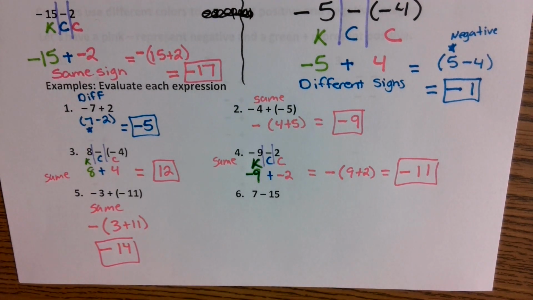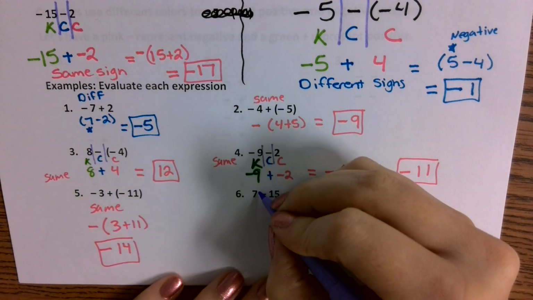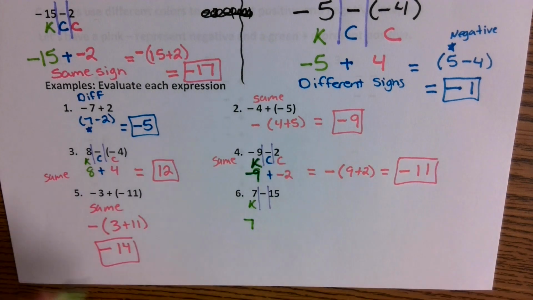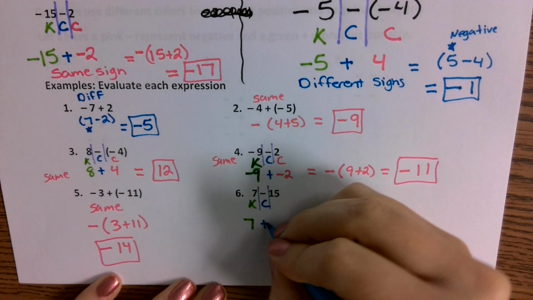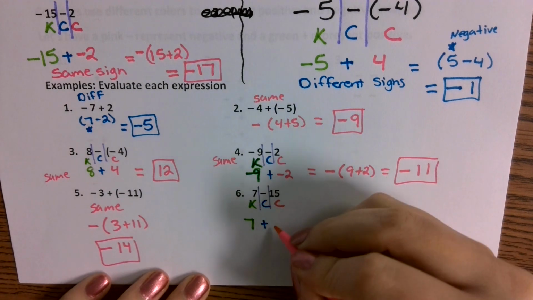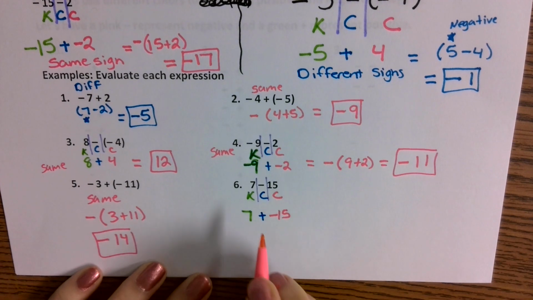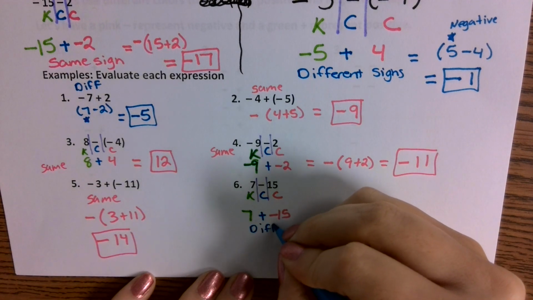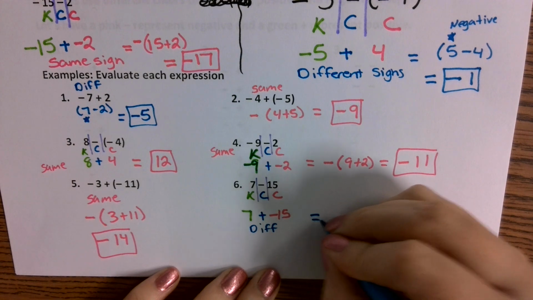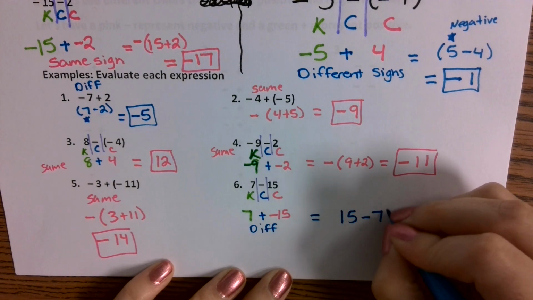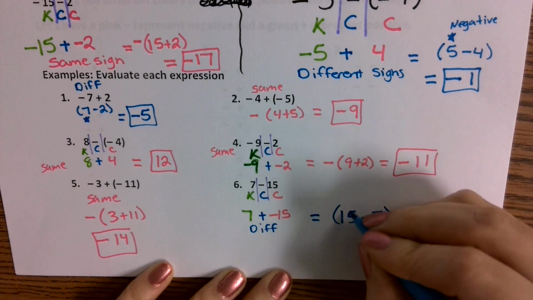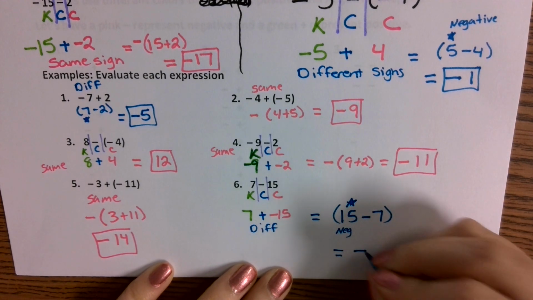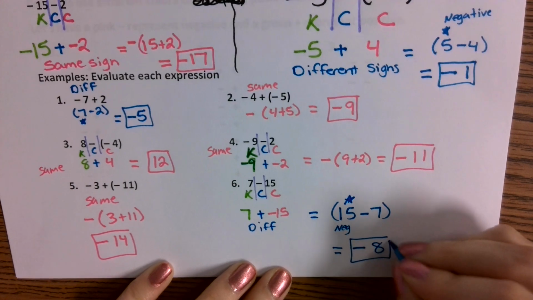And then for problem number 6, it's a subtraction problem. So I'm going to split this up into the parts. I'm going to keep the 7. I'm going to change to a plus sign, and I'm going to change to a -15. So I have 7 plus -15. These are different signs. So I'm going to do 15 minus 7, and the 15 is my larger base, which happens to be a negative. So my answer is going to be a -8. Okay?